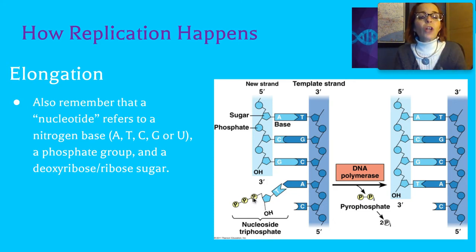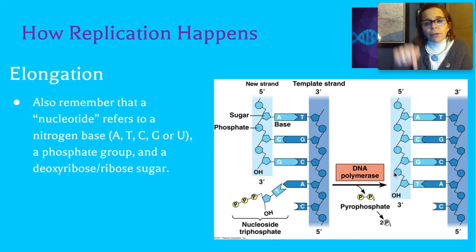2 of the phosphates get lost. So phosphate, sugar, and the nitrogen base thymine. Okay, so then it shows you DNA polymerase removes those 2 phosphates and then attaches this nucleotide to the 3' end of the new side. Do you see that got attached to the 3' end?